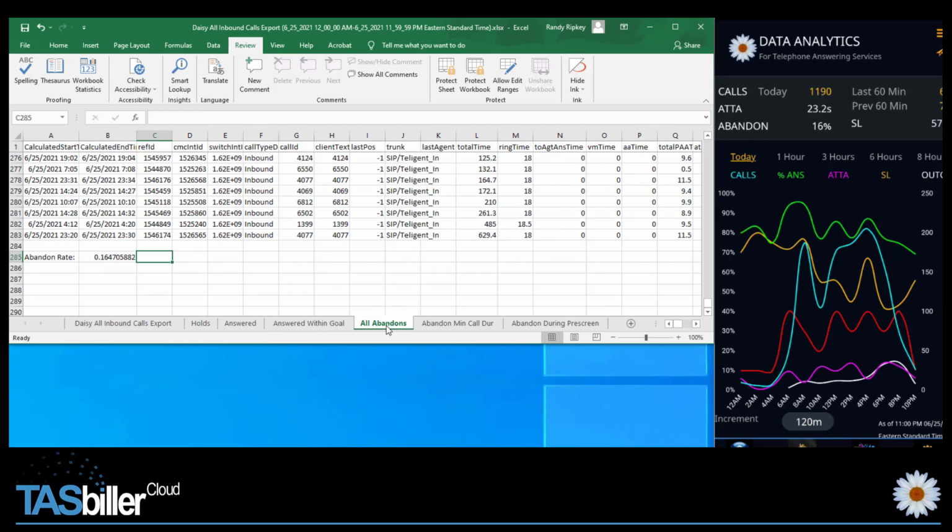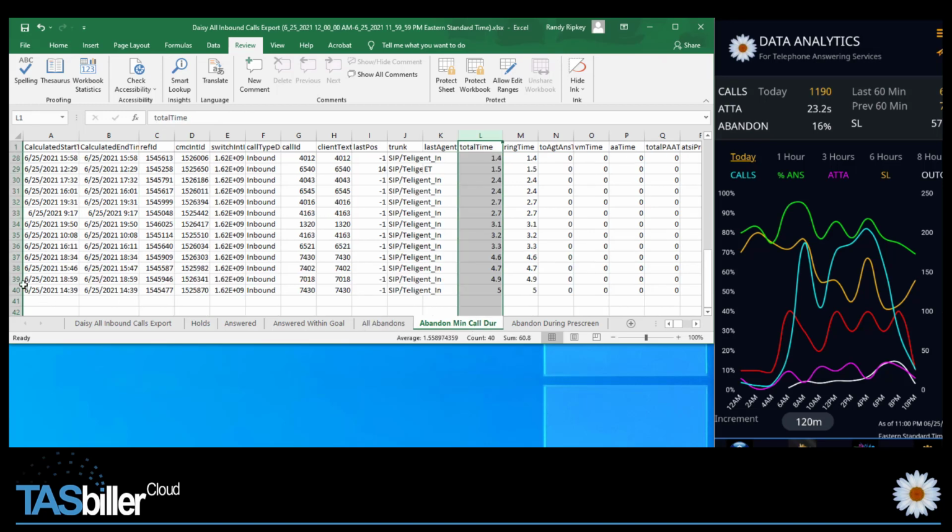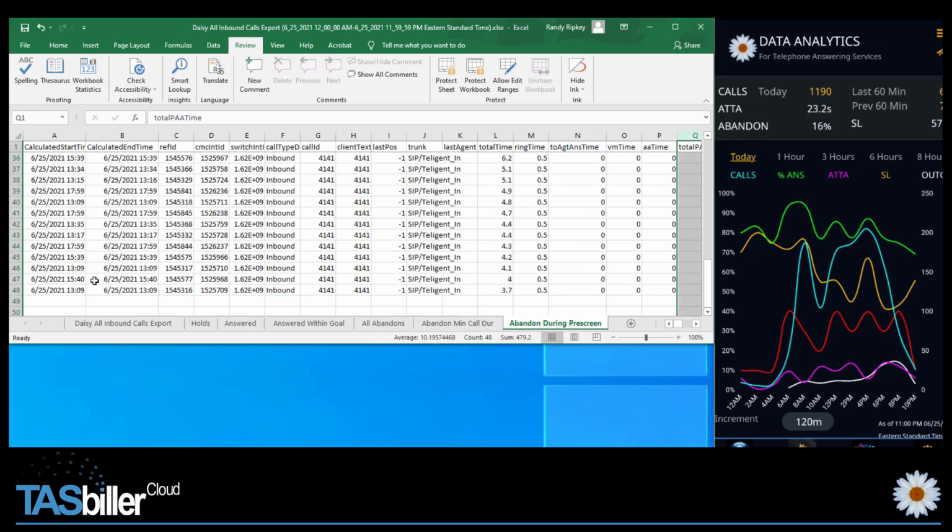Now here are all abandons. These are all call records where the two-agent answer time is 0 because it never had an agent. So if we take all of these calls, and the math I'm doing here is there were 282 abandons. However, we had 39 abandons that were abandoned in less than our minimum call duration of 5 seconds. And then we also had 47 calls that abandoned during pre-screen.